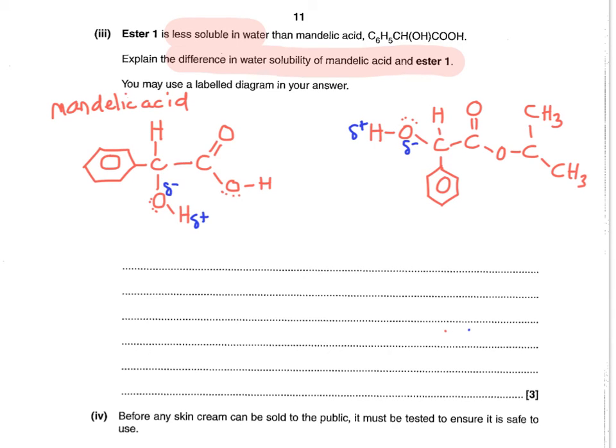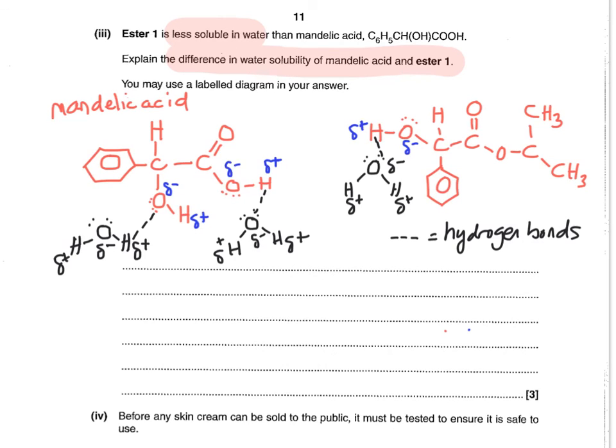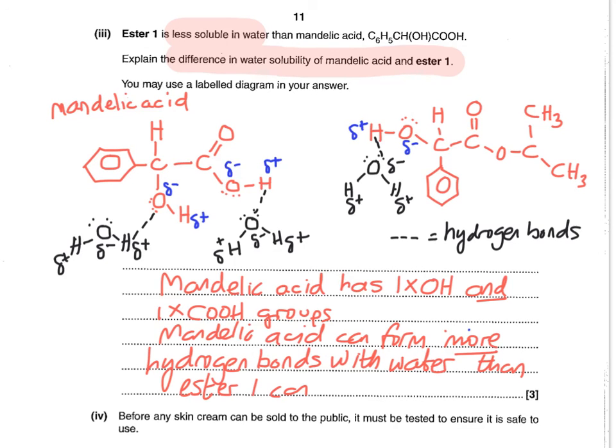Except this time I've put in the displayed formulae of the OH groups and also the dipoles. Because if we're talking about solubility, we'll be talking about hydrogen bonding. So if we now put in some water molecules, and we also label the hydrogen bonding, and then we explain that mandelic acid has one OH group and one carboxylic acid group. So therefore mandelic acid can form more hydrogen bonds with water than ester 1 can.